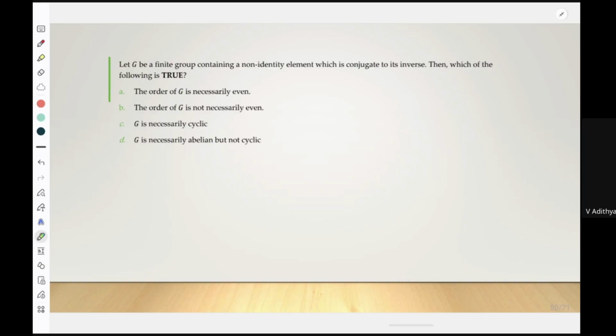Let G be a finite group containing a non-identity element which is conjugate to its inverse. Which of the following is true? The order of G is necessarily even. Or other things. So firstly, we can see the last two options have to be false.